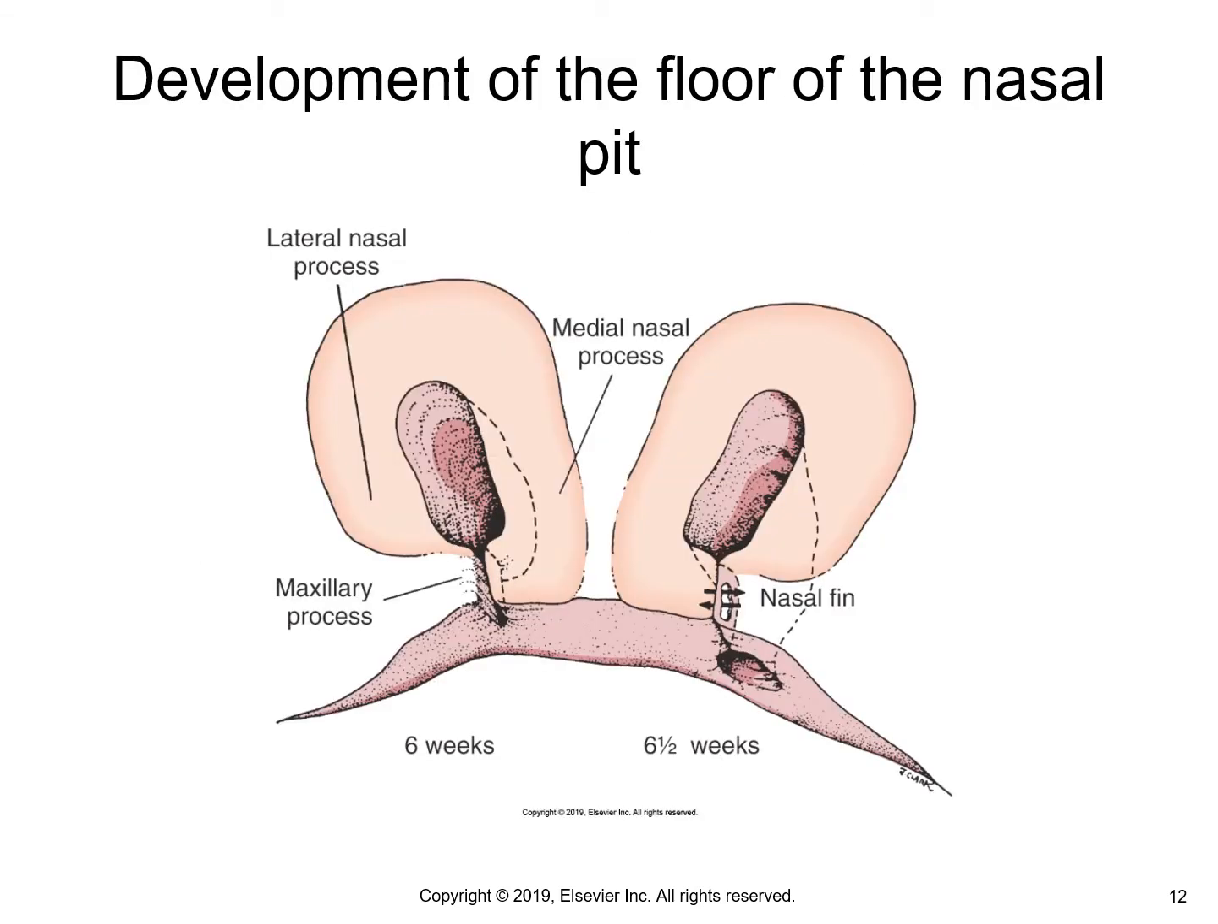So this is what that looks like. We're looking at the development of the floor of the nasal pit. So you can see the maxillary process comes up on the side. This is at about 6 weeks and then 6.5 weeks. So we've got the lateral nasal process and the medial. Medial is towards the middle or towards the midline of your body. Lateral is the outer part of the nostril. And then the nasal fin is that area of the nose that kind of connects it to that upper lip on the outside. You can see that at 6.5 weeks on the lateral side of that nostril.